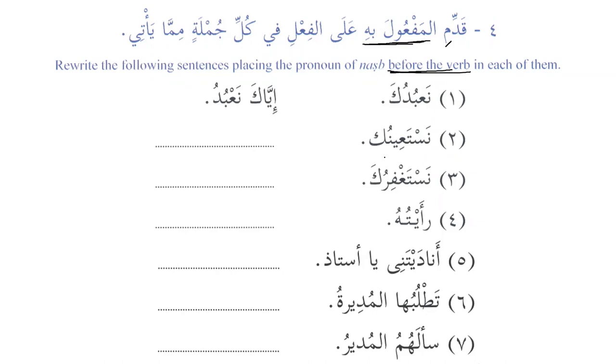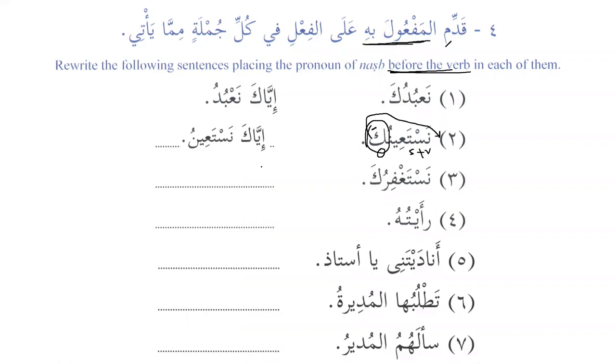Okay, what about nasta'inuka? So what will be the answer for nasta'inuka? We have to bring forward the object. So nasta'inu, we know that we have the subject, plus we have the verb, and then ka is the object. Now, as we discussed that generally the attached pronoun comes after the verb. But what we need to do, we need to bring it before the verb. So what do we say? We will say iyyaka nasta'in. So it changes into iyyaka nasta'in. Only you we ask for help.